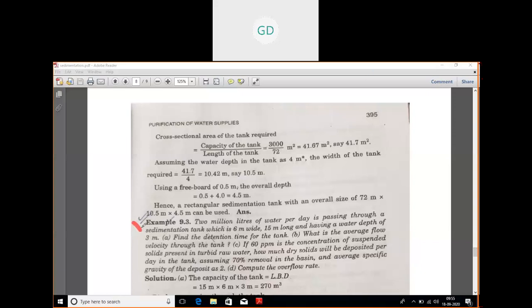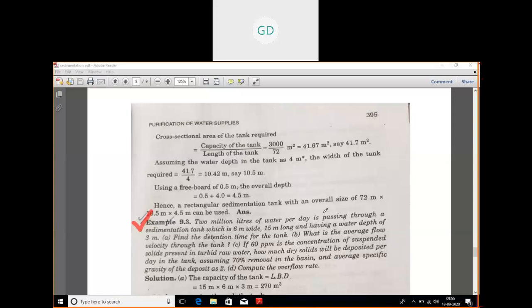First you try to do it without looking at the answer. After that, if you are not able to do it, then you try to see the answer and then do it. But first you should try a numerical without seeing the solution.